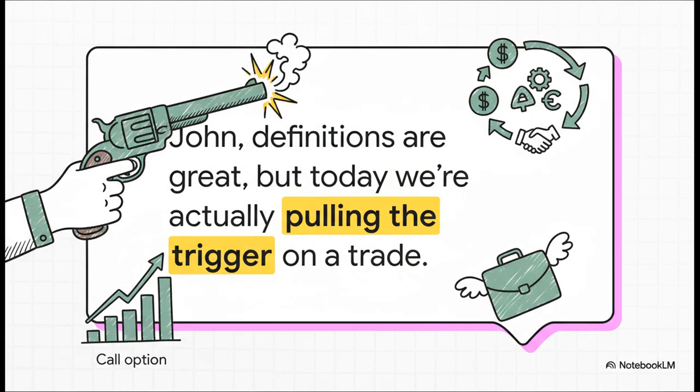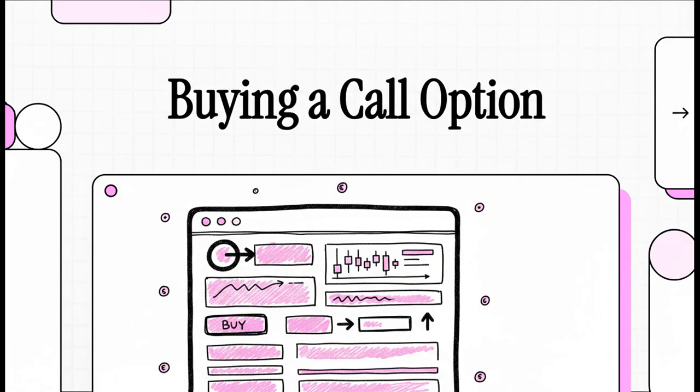John, definitions are great, but today we're actually pulling the trigger on a trade. Steve, that's exactly what people need to see. It is so easy to get caught in what I call analysis paralysis, right? You learn all the theory, you read all the books, but you never actually place a trade. So this is great. We're going to solve that for a lot of people by walking them right through the Schwab trade ticket, click by click.